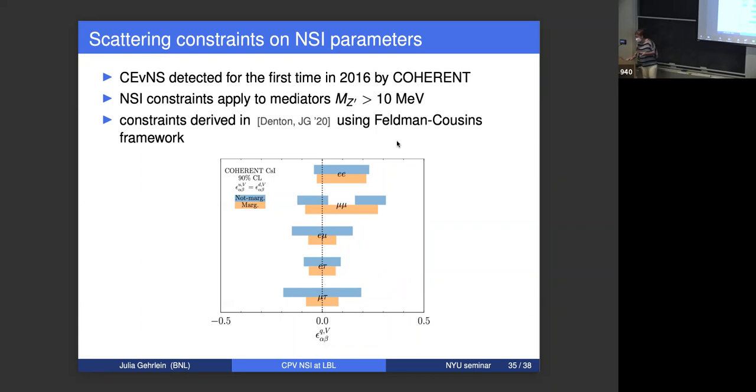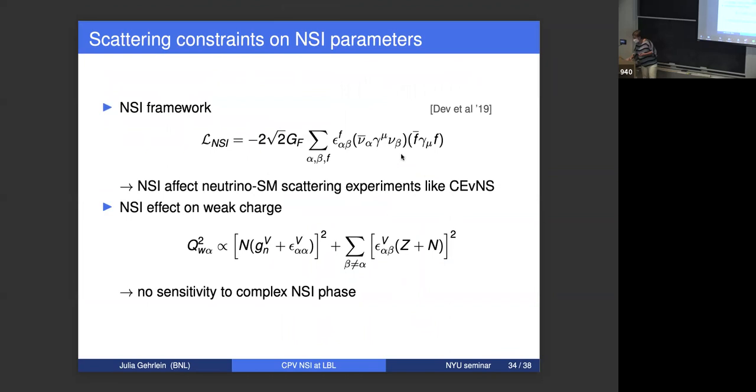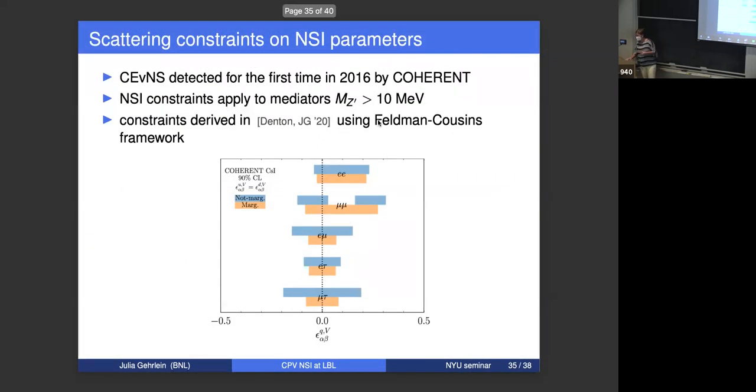These NSI constraints I'm showing here in this plot apply to mediators above 10 MeV. The reason for this is that in order to write down the NSI in the way I'm doing it here in an effective theory framework, of course the mediator mass needs to be larger than the momentum exchange, and in the case of CEvNS, this applies to mediators which are heavier than 10 MeV.